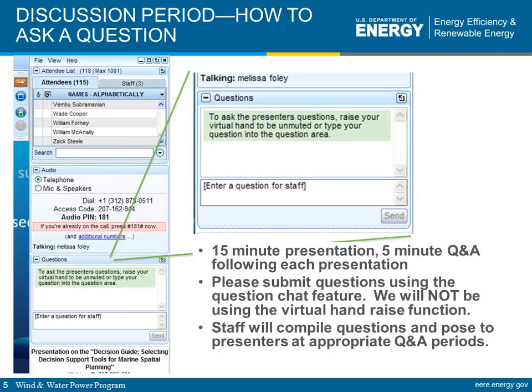is each speaker will be given a 15-minute period for their presentation, followed by a 5-minute question and answer. I will give the speaker a 5-minute warning so they'll hear me chime in. As far as how to actually do the question and answer period, if you see on your webinar control panel, you should see something that looks very similar to what I have on the screen here, which is a place to ask questions.